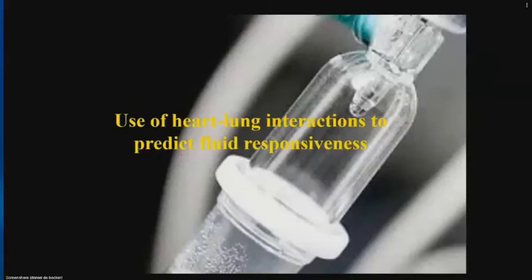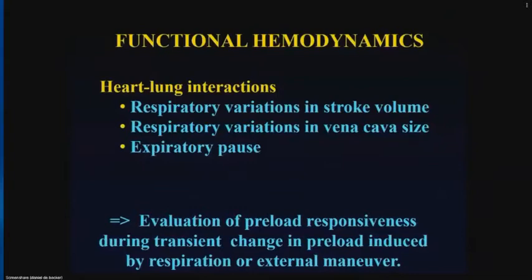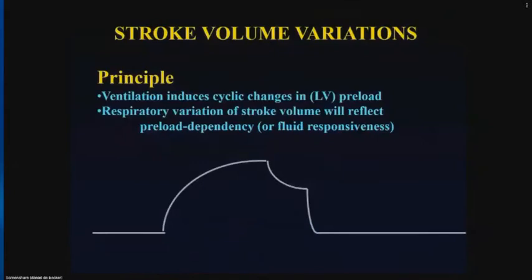What are the uses of heart-lung interactions to predict fluid responsiveness? Well, we could do a lot of different things, but the most important and the most well-described is, of course, the respiratory variations in stroke volume that we can use in many of these patients. Then what we do is basically evaluating the preload responsiveness during a transient change in preload induced by a respiratory maneuver there. And so what we have basically is a tidal volume that induces changes in preload.